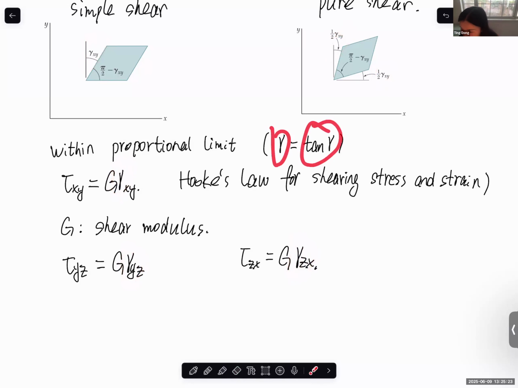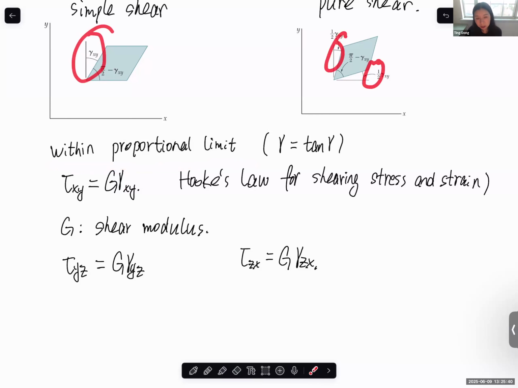Gamma equal to tangent gamma is the small angle approximation, because everything in our mechanics of materials we consider is within the proportional limit. So everything is in the elastic range. This is also equivalent to the deformation being very small. This deformation here is an exaggerated deformation, but in a real structure, you just imagine that you have a steel or aluminum structure, you have some force applied, the deformation is very small, it's not visible. So for small deformation, we can always mathematically have gamma equal to tangent gamma.